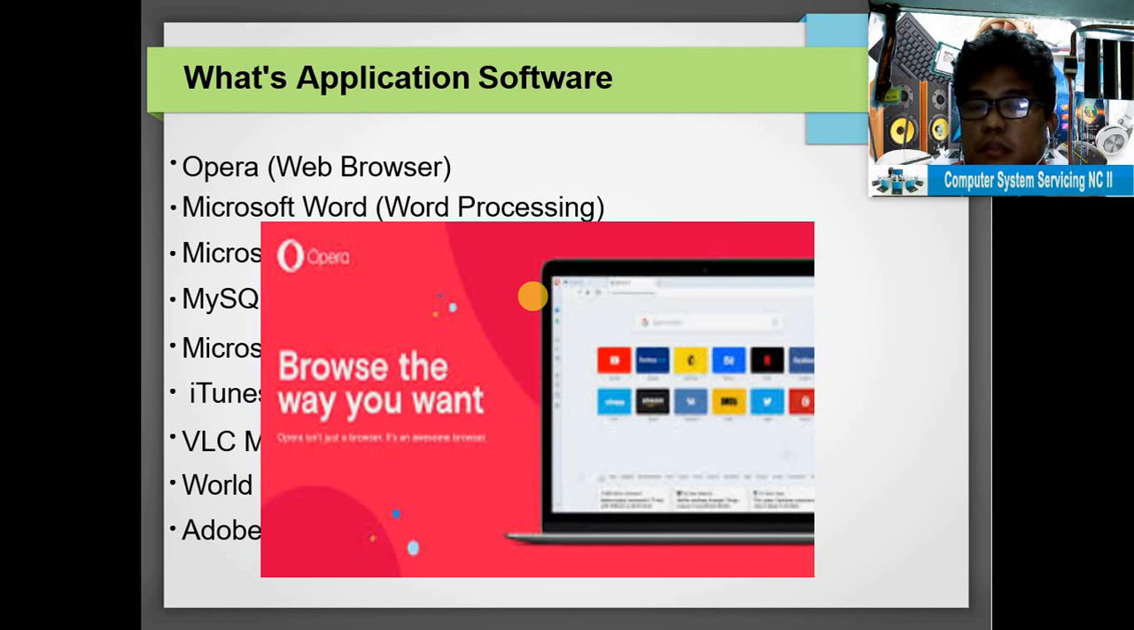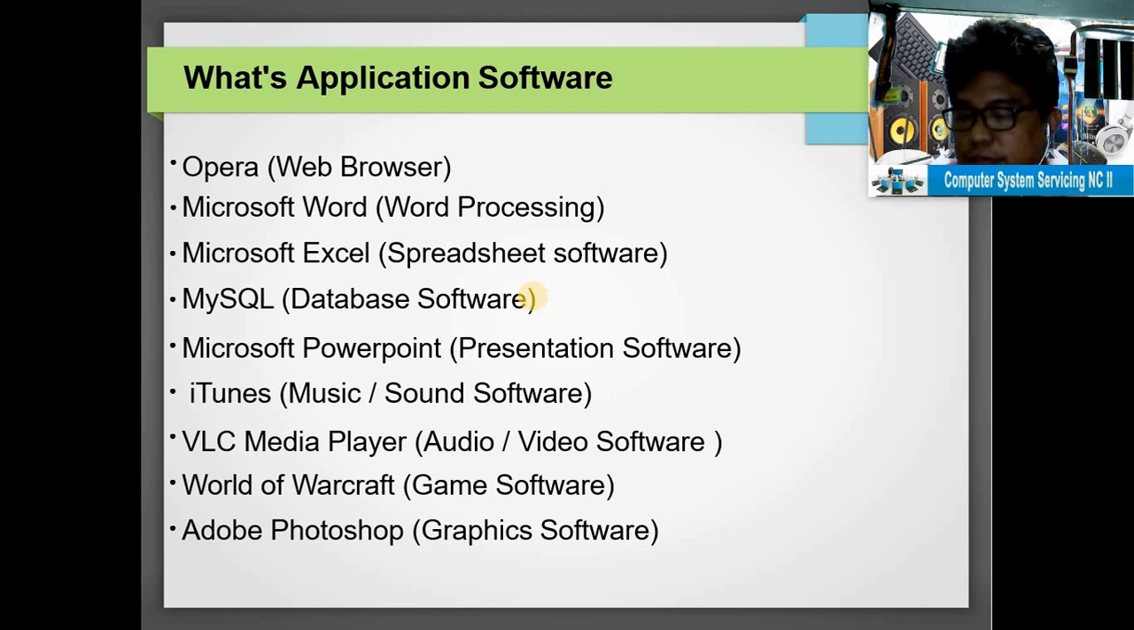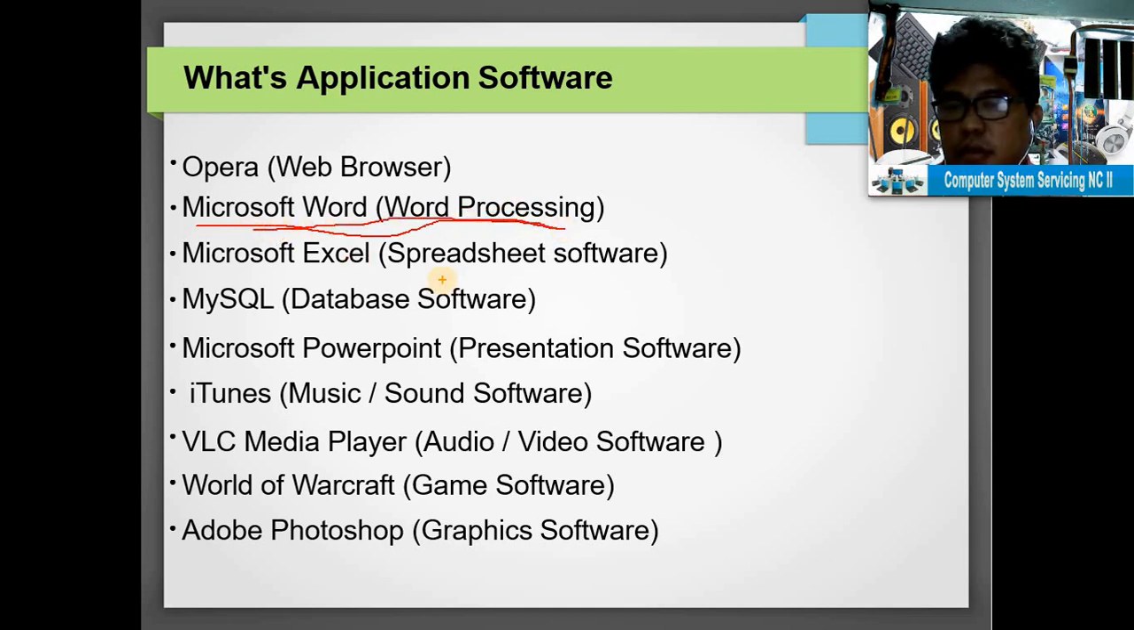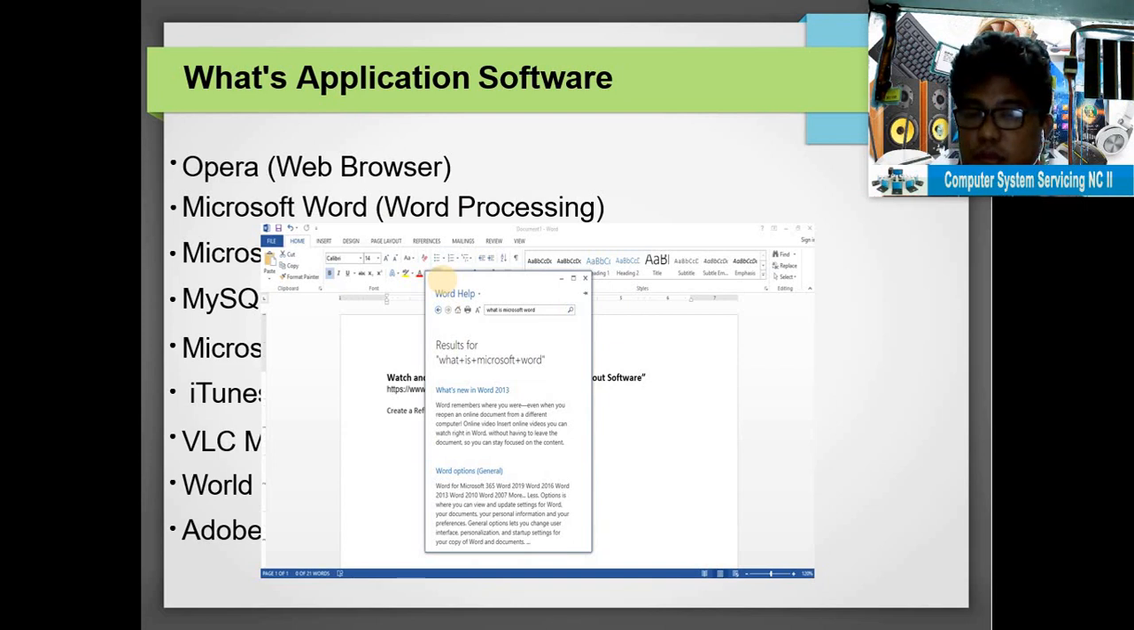So, first up, we have Opera. Opera, pwede po siya in any platform or operating system, either on Windows, Macintosh, saka yung Linux. Okay, pwede siya doon sa tatlo. And then we have Microsoft Word for our word processing. This is another example of an application software. Okay? So, ito yung aking Microsoft Word 2013.